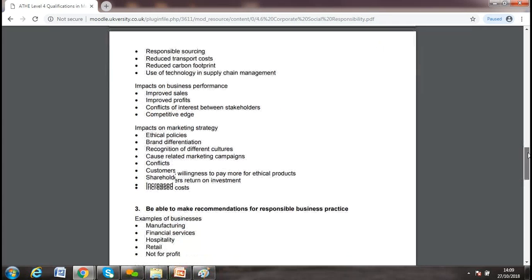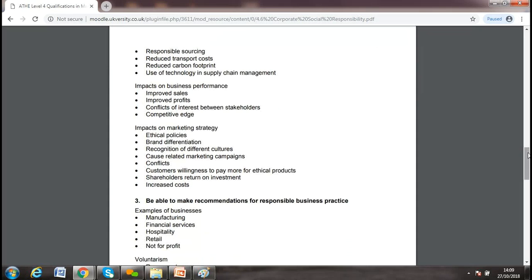We discussed return on investment and increased cost. So today the focus will be LO3, learning outcome 3. Assessment criteria 3.1, 3.2 and 3.3 will be addressed during this lesson: be able to make a recommendation for responsible business practices.